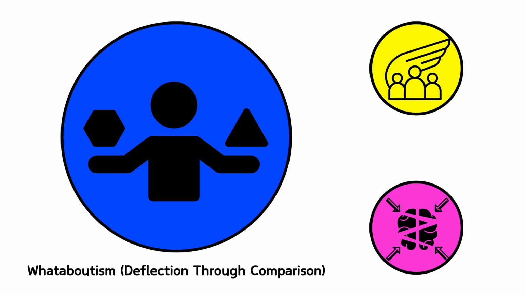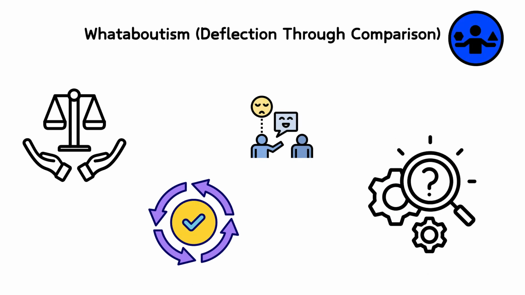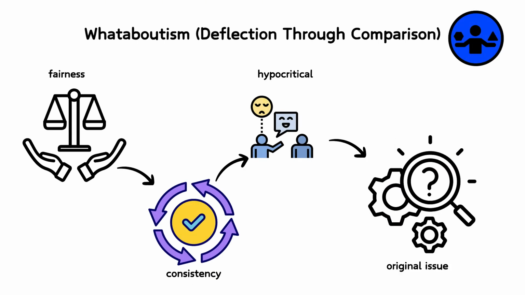Whataboutism, deflection through comparison. Whataboutism deflects criticism or uncomfortable topics by immediately referring to someone else's real or alleged misdeeds. This technique doesn't address the original criticism, but rather attempts to dilute its impact by pointing out similar problems elsewhere. The technique works by exploiting human desires for fairness and consistency, suggesting that focusing on one wrong while ignoring others is hypocritical. It effectively derails discussions by shifting focus away from the original issue to a different target.